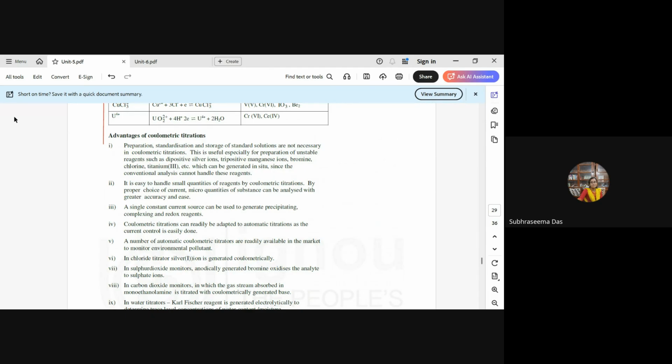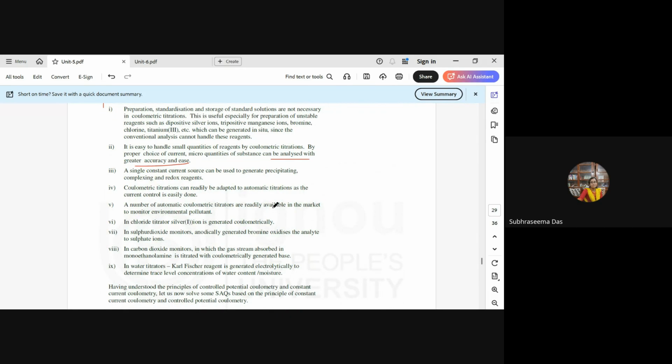It is easy to handle small quantities of reagents by coulometric titrations. By proper choice of current, micro quantities of substance can be analyzed with greater accuracy and ease. A single constant current source can be used to generate precipitating, complexing and redox reagents. Coulometric titrations can readily be adapted to automatic titrations as the current control is easily done.